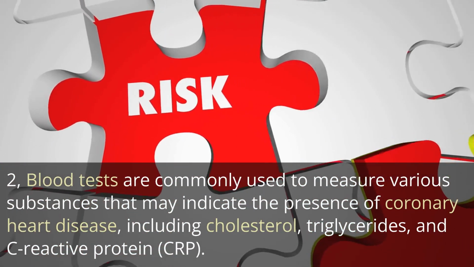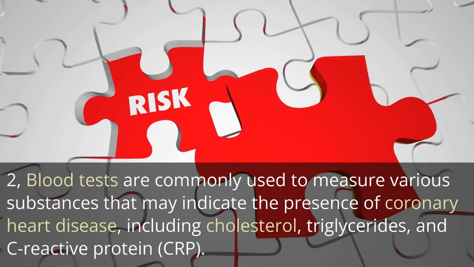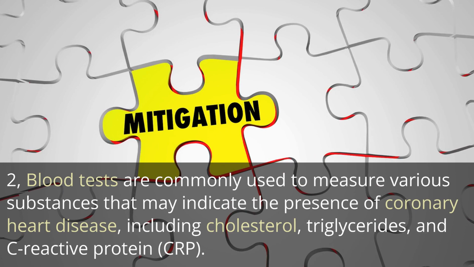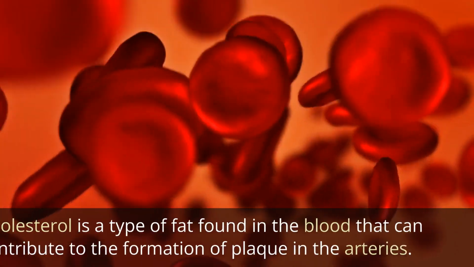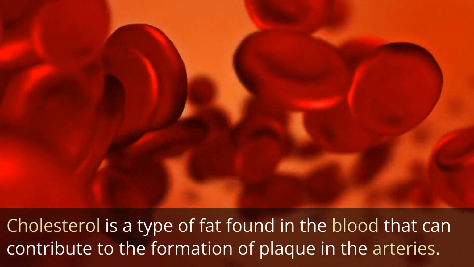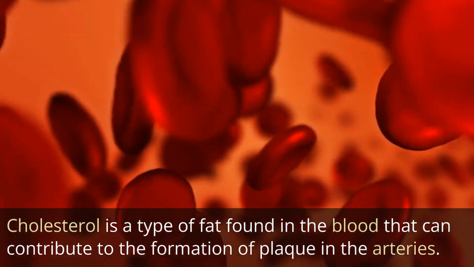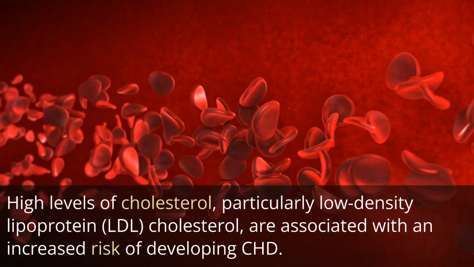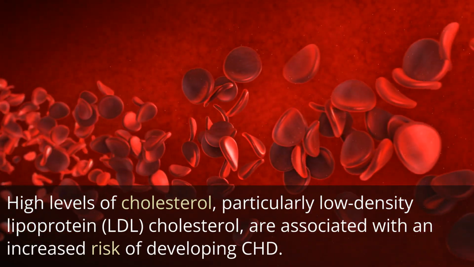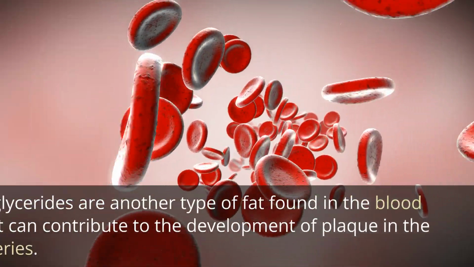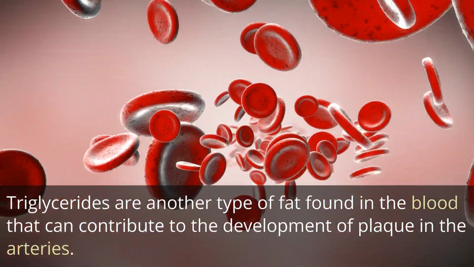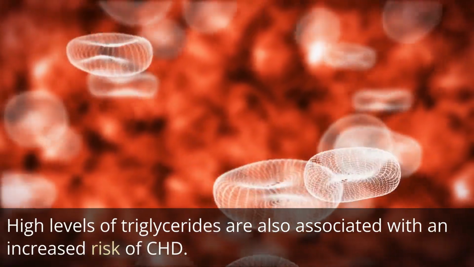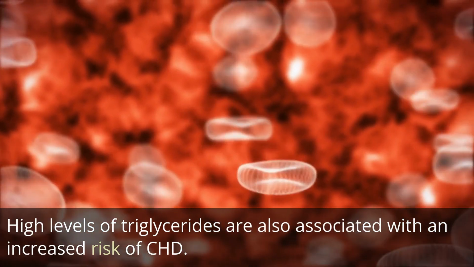2. Blood tests are commonly used to measure various substances that may indicate the presence of coronary heart disease, including cholesterol, triglycerides, and C-reactive protein, CRP. Cholesterol is a type of fat found in the blood that can contribute to the formation of plaque in the arteries. High levels of cholesterol, particularly low-density lipoprotein, LDL, cholesterol, are associated with an increased risk of developing CHD. Triglycerides are another type of fat found in the blood that can contribute to the development of plaque in the arteries. High levels of triglycerides are also associated with an increased risk of CHD.